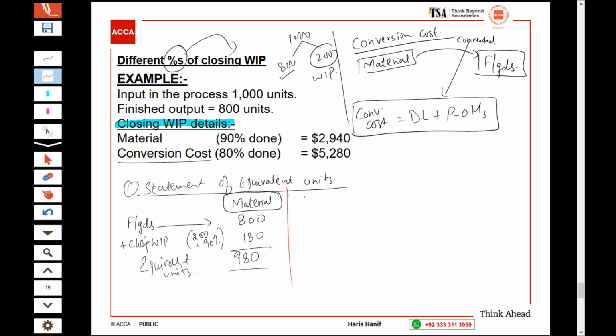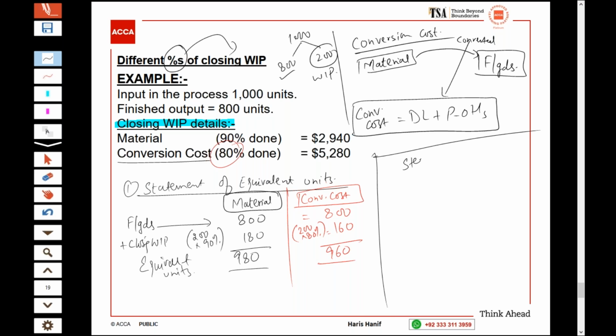Now with respect to the conversion cost, finished goods are the same 800, but closing WIP is 80% done. So 200 multiplied by 80%, 8 twos are 16, that would become 960. This is the equivalent units with respect to the conversion cost. This was my step number 1.